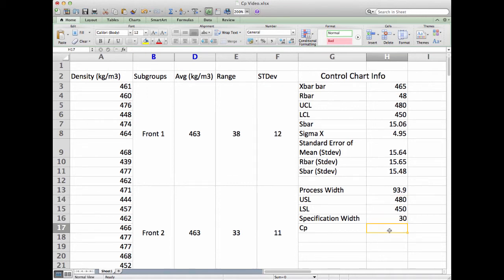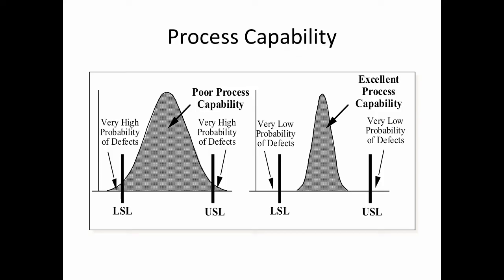Now that I have my process width and my specification width, I can calculate the value for CP, which is equal to my spec width divided by my process width. The value for CP, or capability, is 0.32. So I've just calculated CP as being 0.3. What is CP? What does that mean?